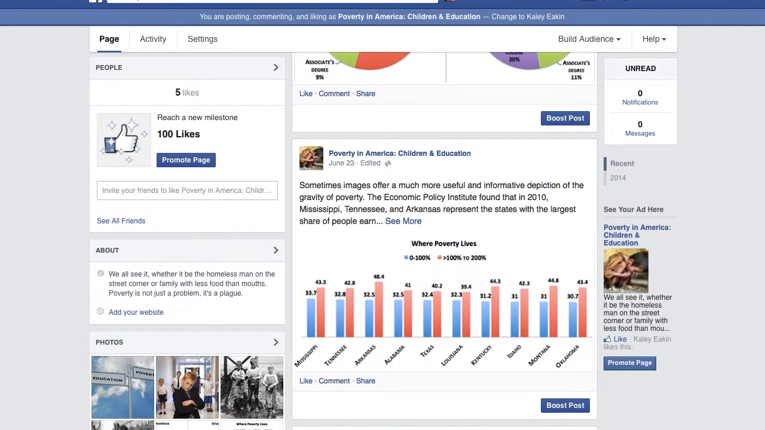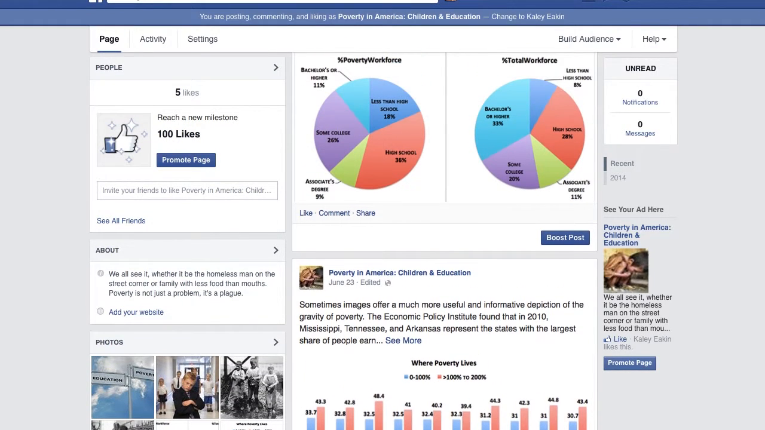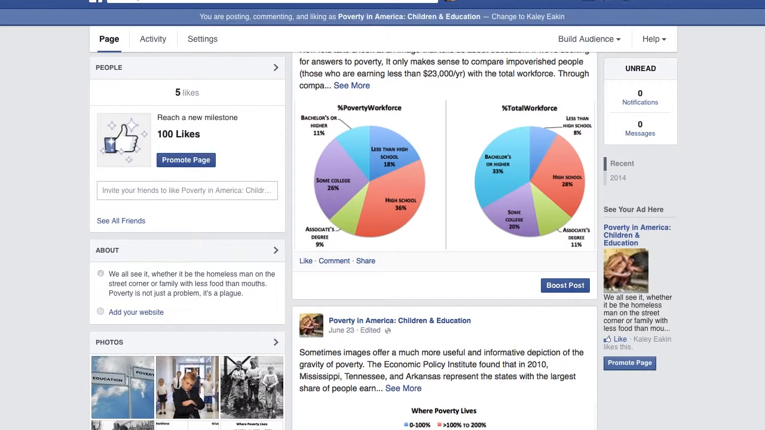This post bridges back to my original post on Where Does Poverty Live? I wanted to keep my readers engaged and remind them that they are affected by poverty, equipping them with another visual representing where poverty lives. The next post provides the reader with the comparative visual between the total workforce representing impoverished people and the total workforce representing educated people. If we're seeking answers to poverty, it only makes sense to compare the two, and through comparison, we find that the power of education speaks loudly.